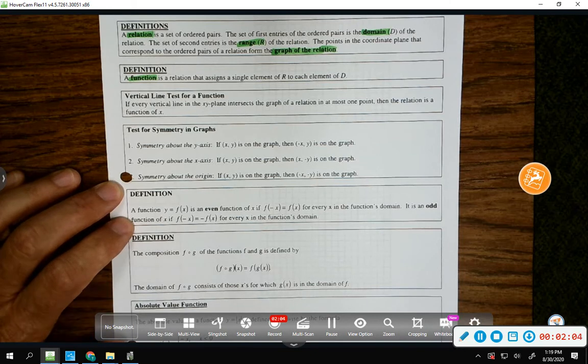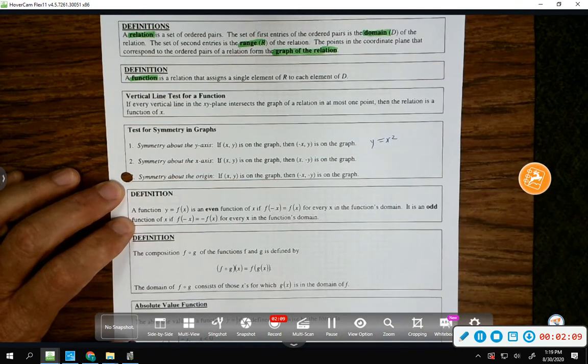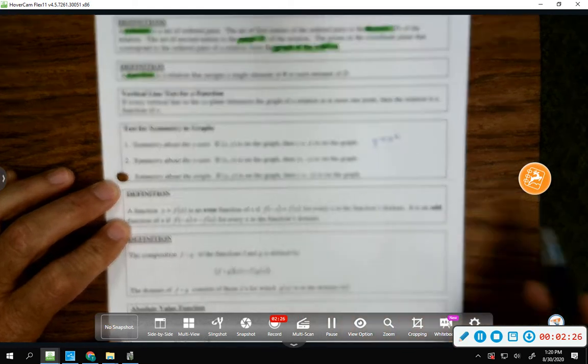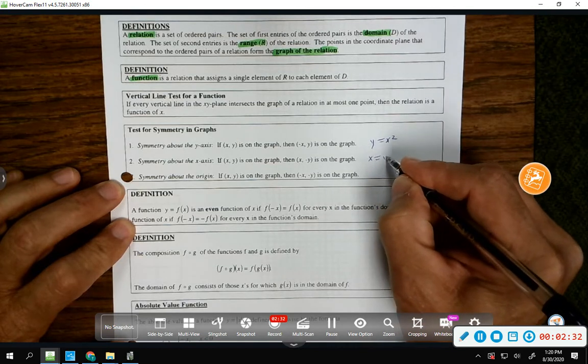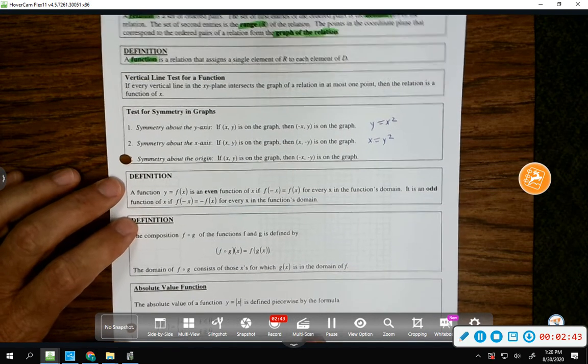Okay? So I'll write down an example here for you. y equals x squared. Symmetry about the x-axis. If (x, y) is on the graph, then (x, negative y) is on the graph. Remember, if something's symmetric about the x-axis, it cannot be a function. It has to be a graph that lies on its side like a sideways parabola. A good example of this one is x equals y squared. So a parabola that opens to the right or opens to the left is symmetric about the x-axis.